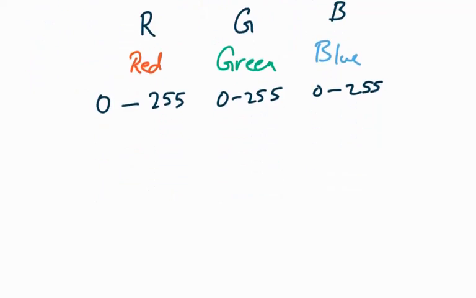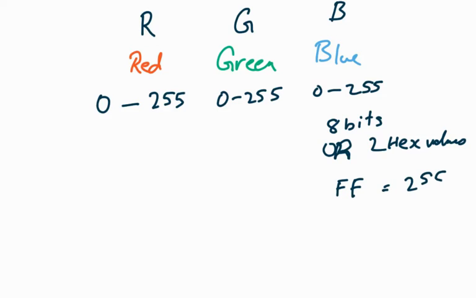This representation of 0 to 255 values can take up to 8 bits, or 2 hex values, which means you can just write FF and it will mean 255, or you can write 01 and it will mean 001. You know, a simple one will work too, you see.